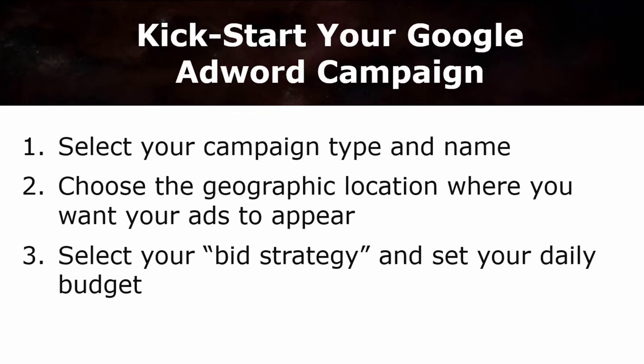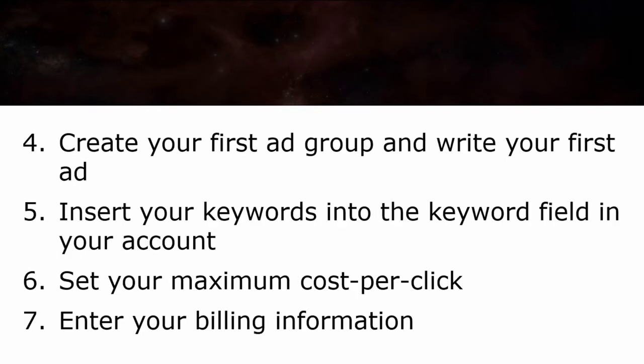Once you're logged into your account, click on Create Your First Campaign button. Then, there are 7 simple steps to kickstart your campaign. 1. Select your campaign type and name. 2. Choose the geographic location where you want your ads to appear. 3. Select your bid strategy and set your daily budget. 4. Create your first ad group and write your first ad. 5. Insert your keywords into the keyword field in your account. 6. Set your maximum cost per click. 7. Enter your billing information.